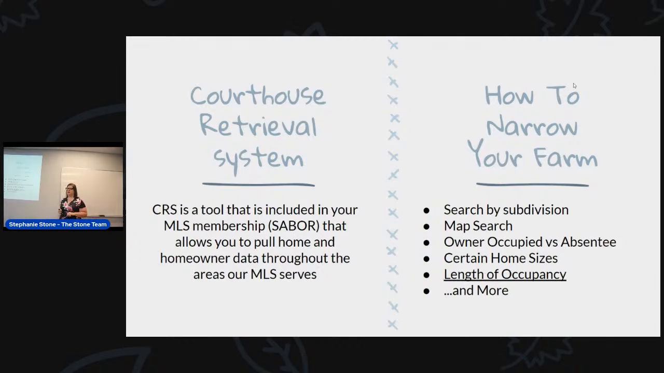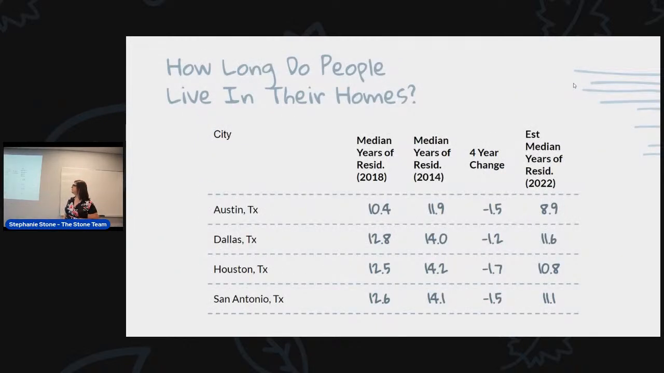We can filter by owner-occupied homes or absentee owners, which would be things like rentals or maybe a house that was inherited and nobody's occupying it. We can narrow down by certain home sizes, square footage, number of bedrooms, number of bathrooms, lot size, all that sort of stuff. We can narrow down by length of occupancy, and I underlined that because that is my biggest thing when I'm narrowing down my list, and then a whole lot more. CRS works a lot like an MLS search. You can search by a lot of those same details to be able to build a really good list.